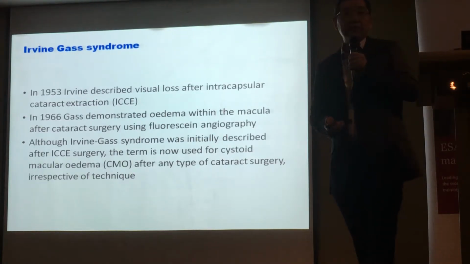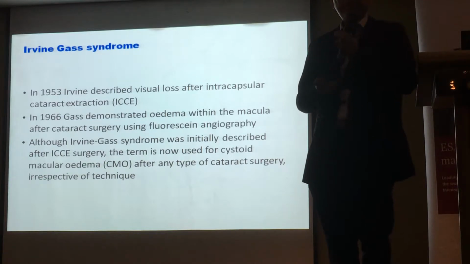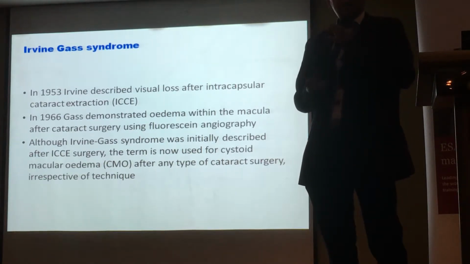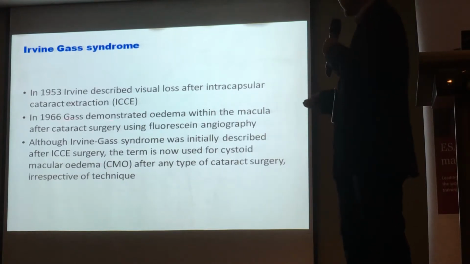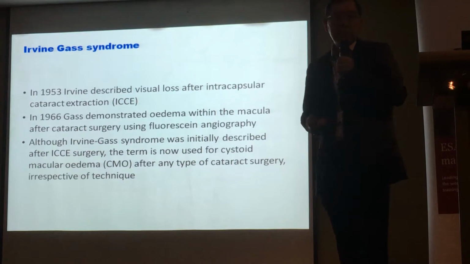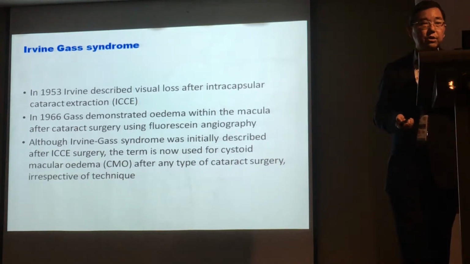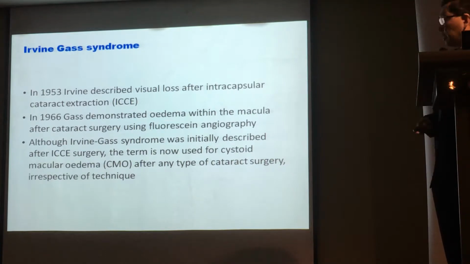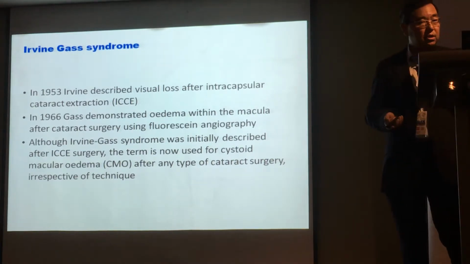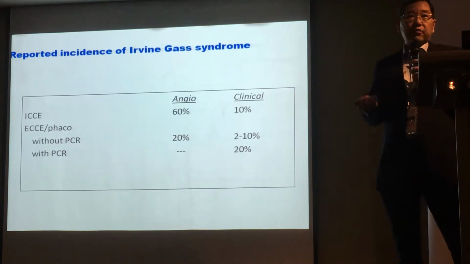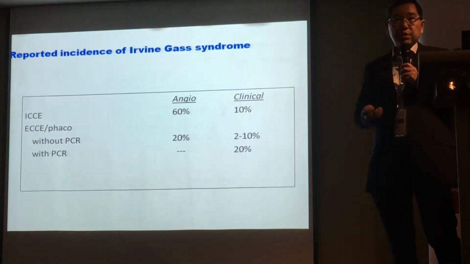I just want to mention Irvine-Gass because it's sort of in between. It's not really uveitic, and yet it's not purely vascular either. Okay? And we know that it is usually post-surgery. Irvine had first described it after ICCE, intracapsular cataract extraction, and then Gass came along and demonstrated the edema, and that's why his name is there, Irvine-Gass. Right? But it's not only cataract surgery, you get it after other forms of surgery, including trabeculectomy and retinal detachment surgery.